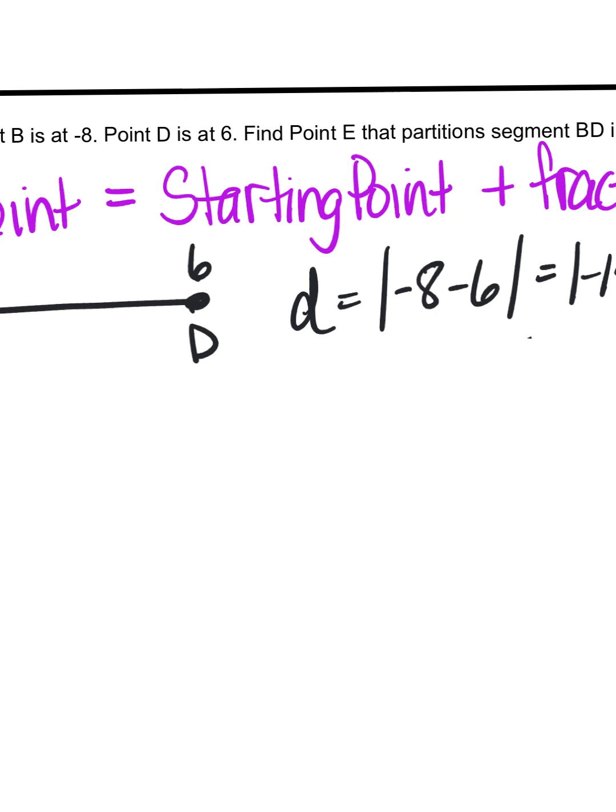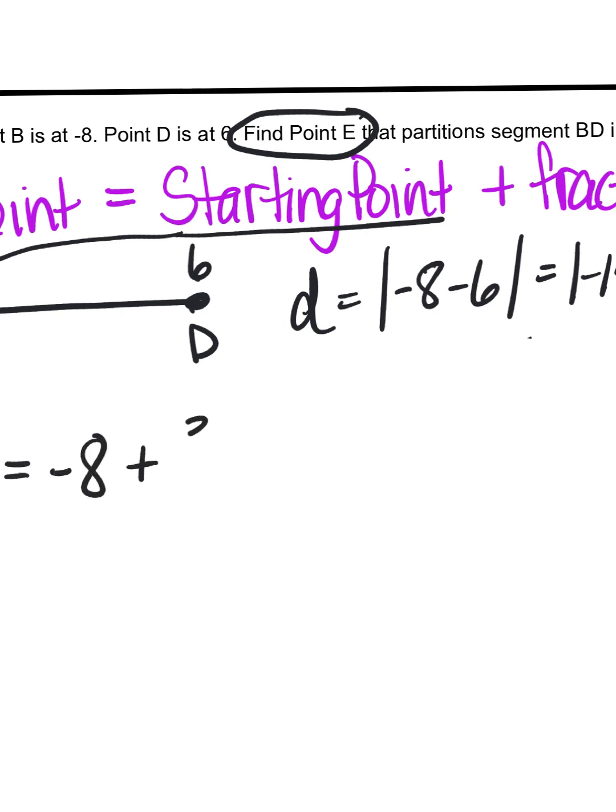The fraction is given to me right here. That is my ratio. So this is your fraction. And your starting point is the first number, which is where you're starting from. So the point I'm looking for is point E. The starting point is -8 plus my fraction times my distance.